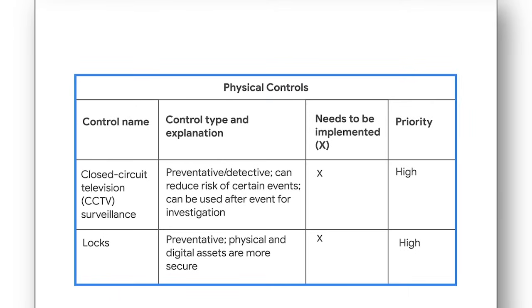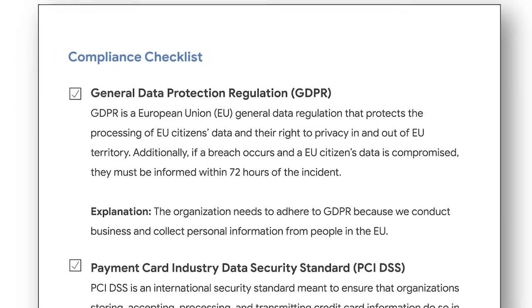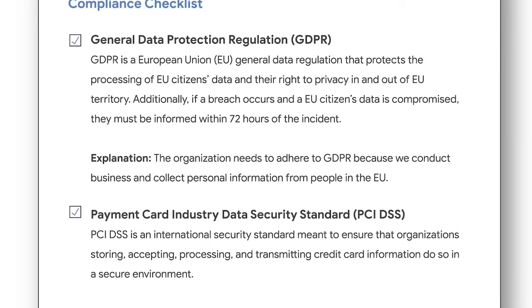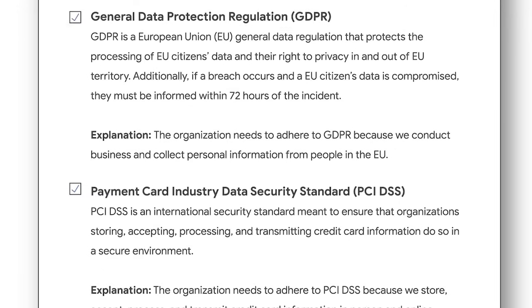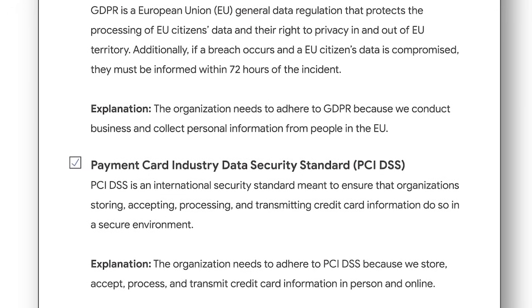Physical controls refer to measures put in place to prevent physical access to protected assets, such as surveillance cameras and locks. The next element is determining whether or not the organization is adhering to necessary compliance regulations. As a reminder, compliance regulations are laws that organizations must follow to ensure private data remains secure. In this example, the organization conducts business in the European Union and accepts credit card payments. So they need to adhere to the GDPR and Payment Card Industry Data Security Standard, or PCI DSS.